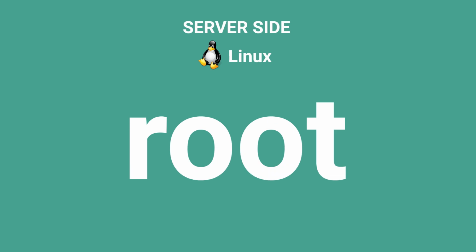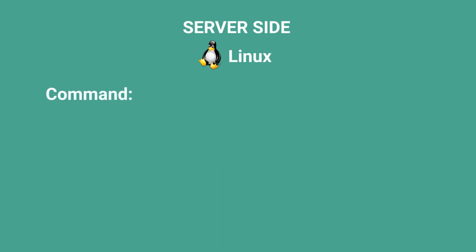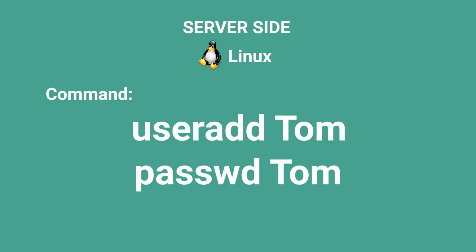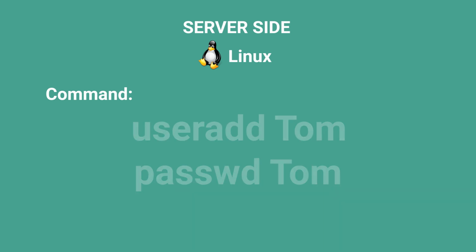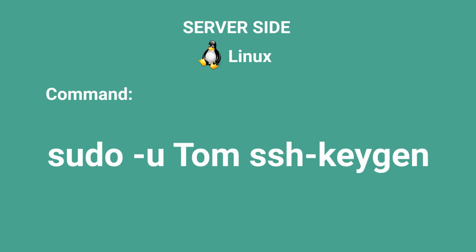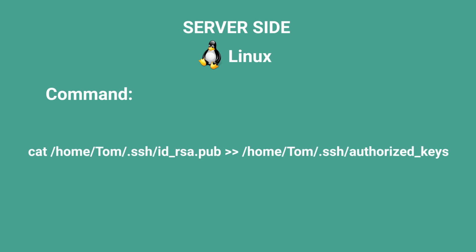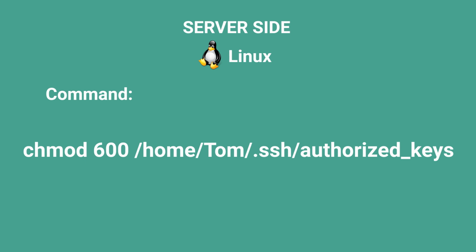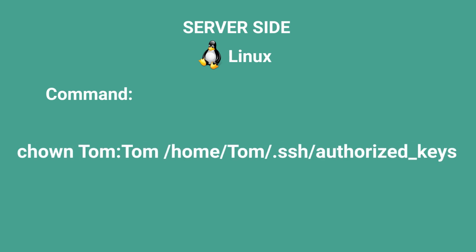Now, we will execute the following commands on the root account. Add a user to your system. Here, we add Tom. In the future, you should not use root to log into the system. Generate a pair of public and private keys. Append the public key to the authorized keys. Grant proper permission to authorized keys, which is 600 on Linux. Change the ownership of authorized keys to Tom.